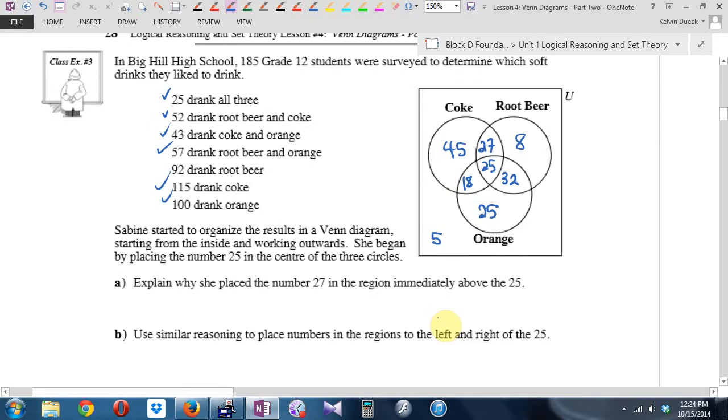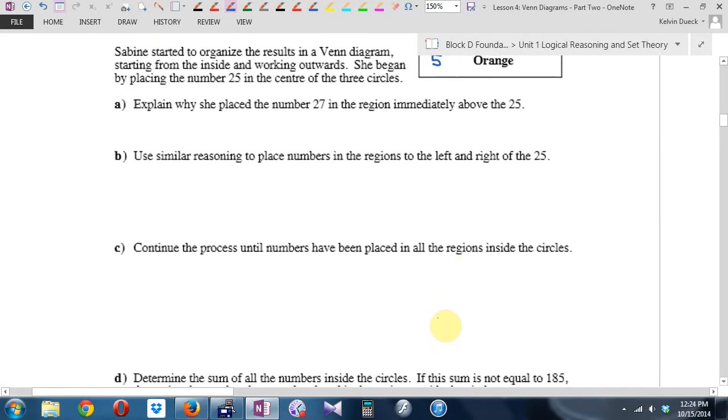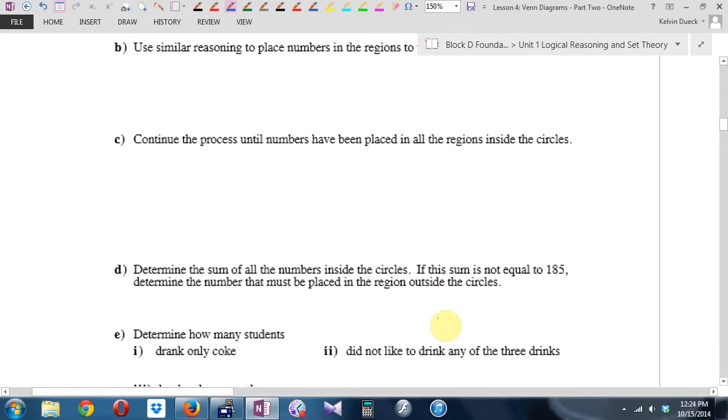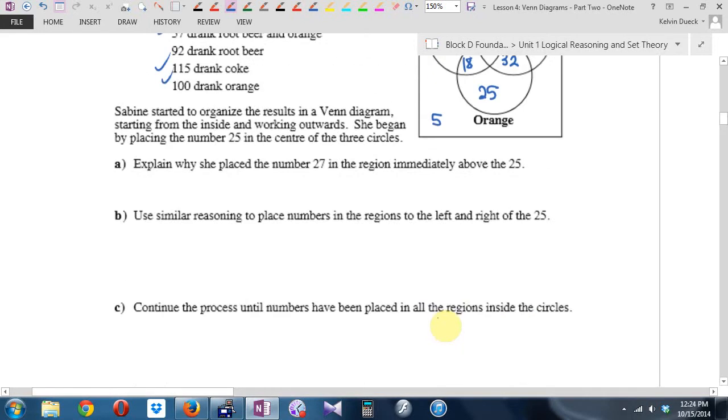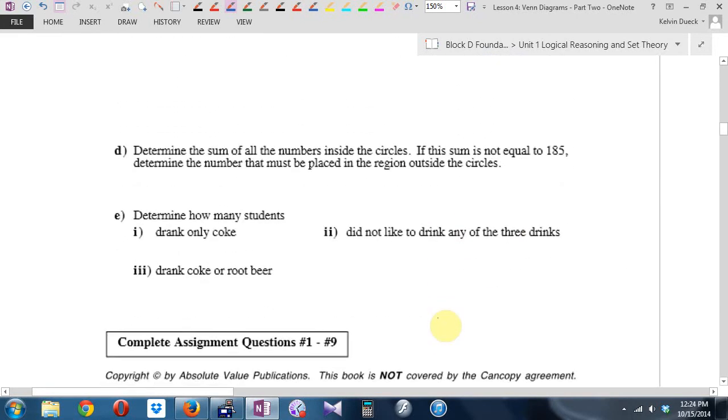Okay, A says, explain why she placed the number 27 in the region immediately above the 25. We did that. You understand why we put a 27 and not a 52? Yes? So we're not going to explain it, but we understand that. It says, use similar reasoning to place the rest of the numbers. We've done that. Continue the process. Determine the sum, and if it's not equal to 185, find the number that must be placed outside. We've done that too. Now let's answer the questions. You folks all have the Venn diagram in front of you still. I've scrolled down, so you'll have to help me answer these.